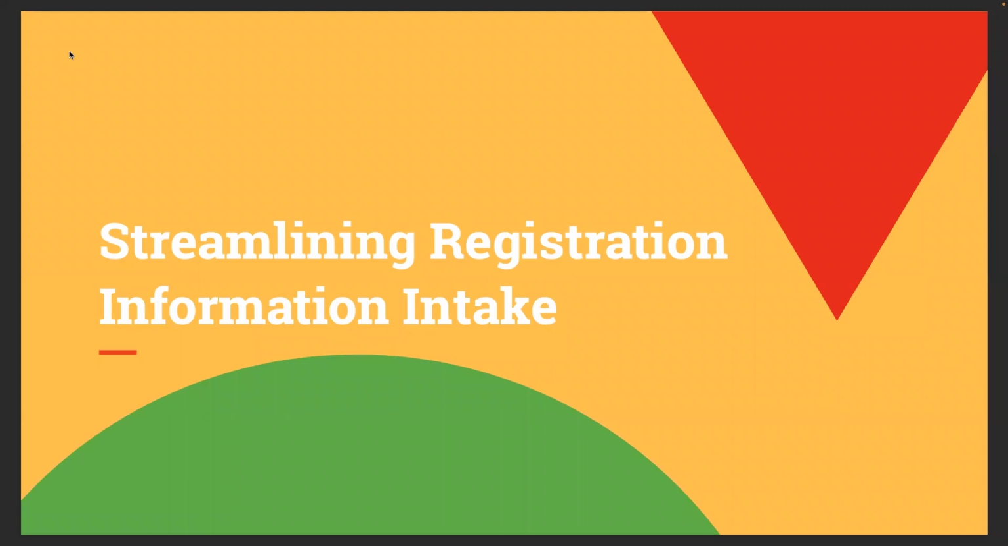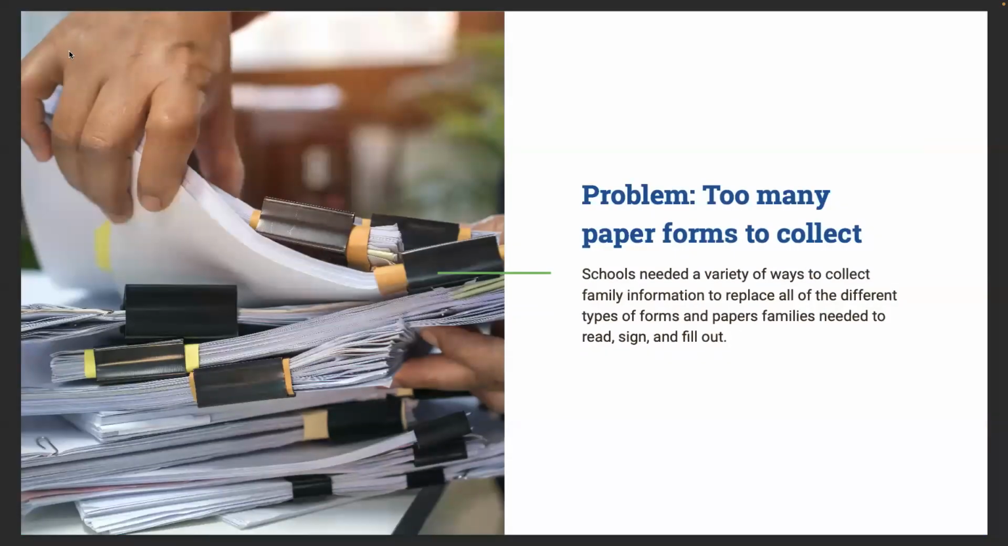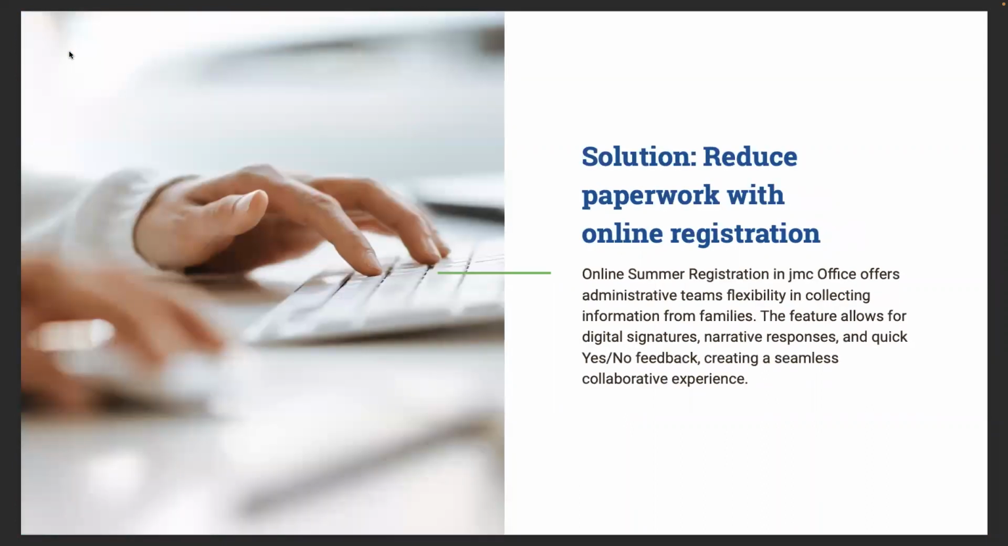I would be happy to. All right, so a problem that all schools typically have is too many paper forms to collect. Schools need a variety of ways to collect family information to replace all the different types of forms and papers families need to read, sign, and fill out. The solution: reduced paperwork with online registration.